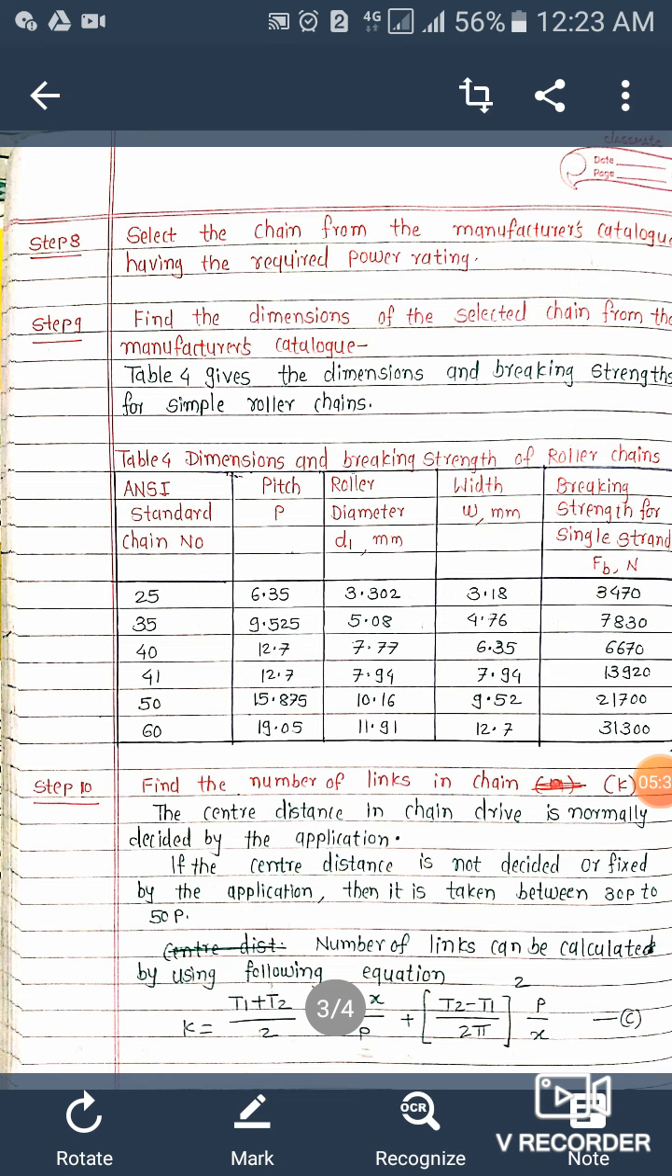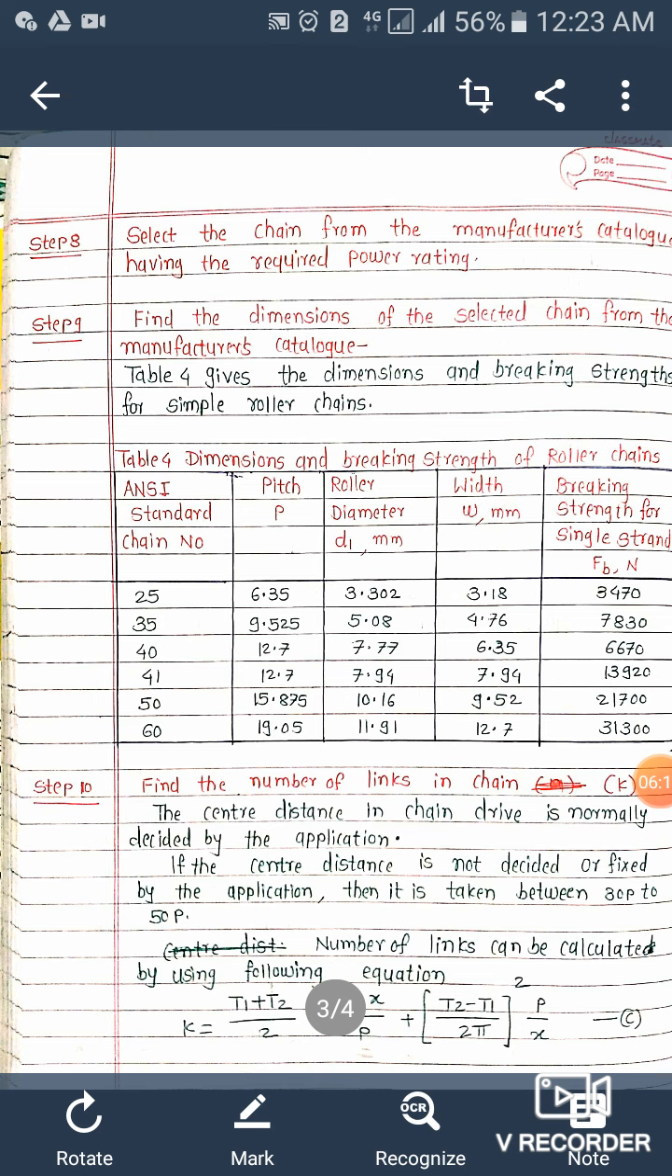If the standard chain number is 41, then P is 12.7, D1 is 7.94, W is 7.94, FB is 13,920 Newton. If the standard chain number is 50, then P is 15.875, D1 is 10.16, W is 9.52, FB is 21,700. And lastly, if the standard chain number is 60, then P is 19.05, D1 is 11.91, W is 12.7, and FB is 31,300. This is step number 9.